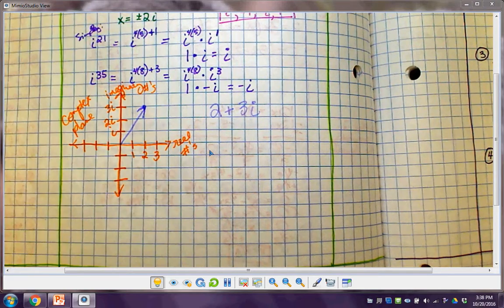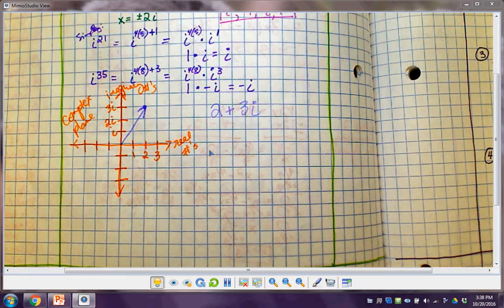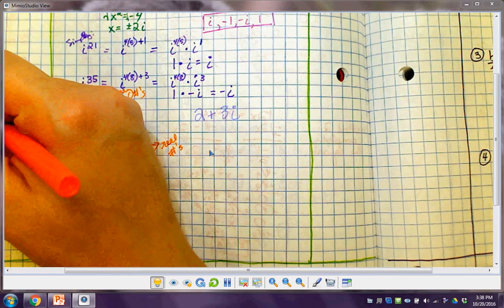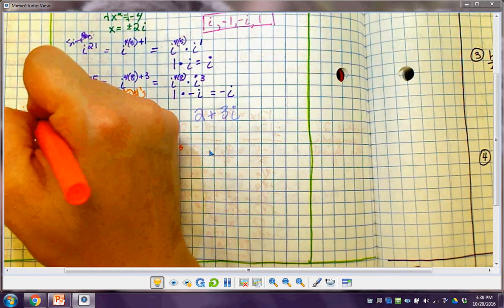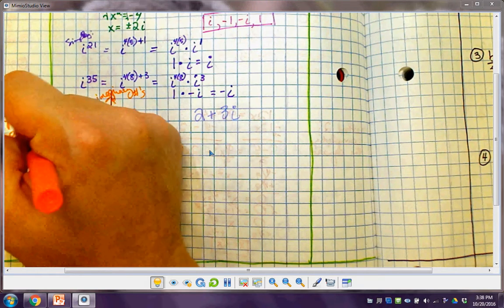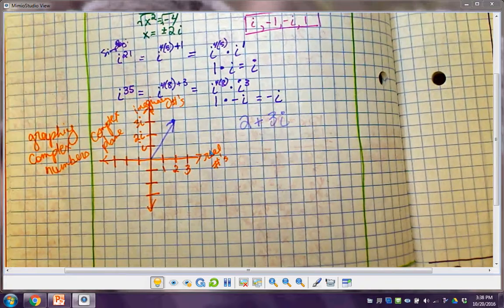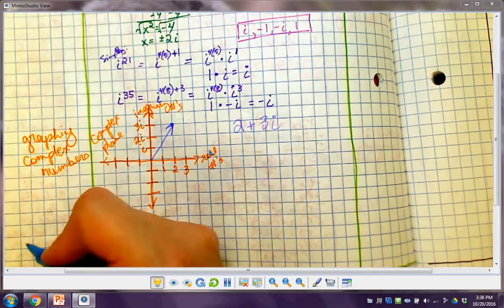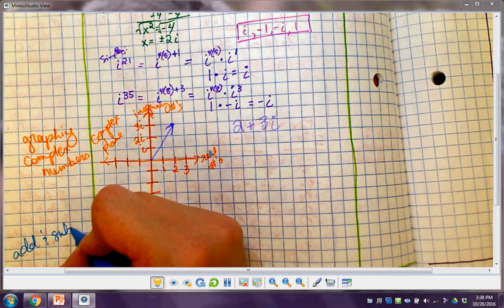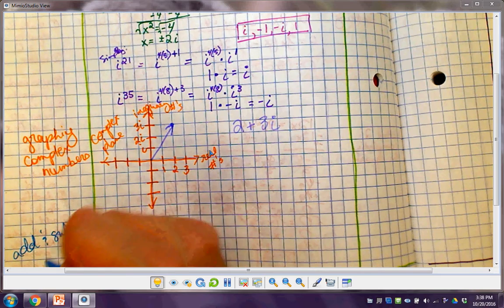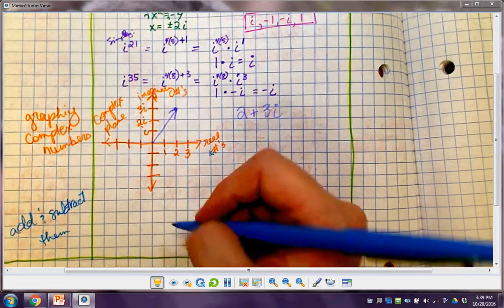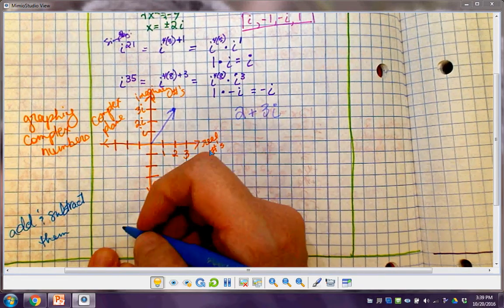You need to know how to add and subtract them. Let me put here, over here, graphing complex numbers. You need to know how to add and subtract them, which is very similar to adding and subtracting like terms.